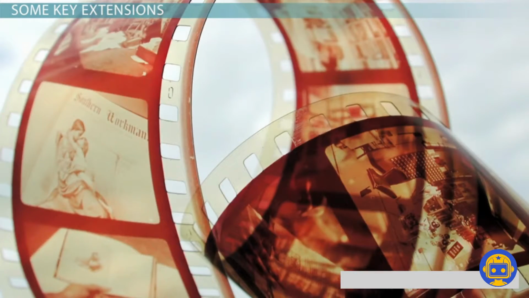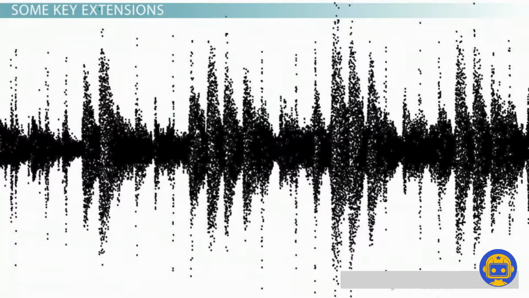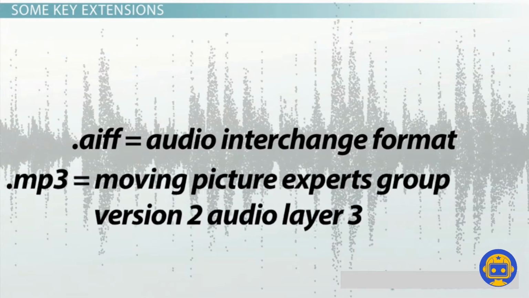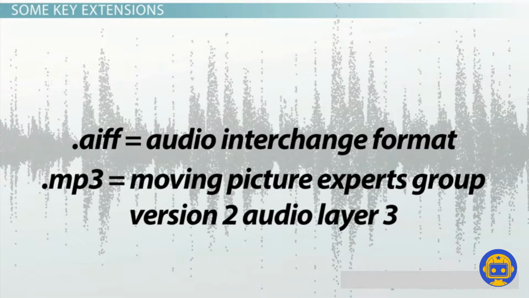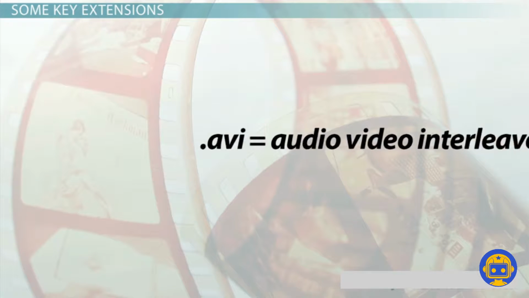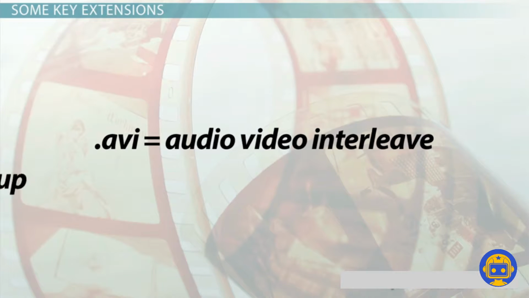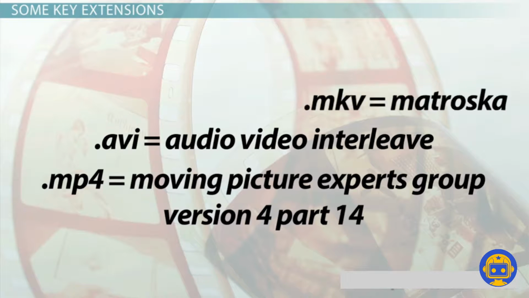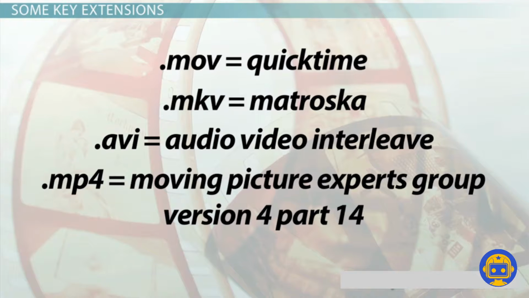There are also a number of different audio and video formats. Commonly used audio formats include .aiff, audio interchange format, .mp3, Moving Picture Experts Group version 2, audio layer 3, and .wma, Windows Media Audio. Commonly used video formats include .avi, audio video interleave, .mp4, Moving Picture Experts Group version 4, part 14, .mkv, Matroska, and .mov, QuickTime. Similar to digital photographs, most software applications to play or edit multimedia can handle a variety of formats.